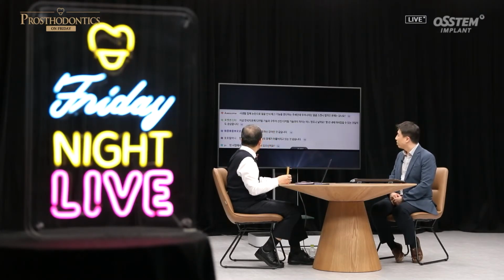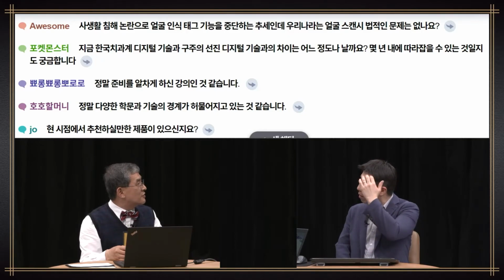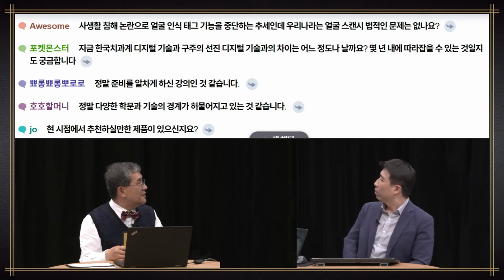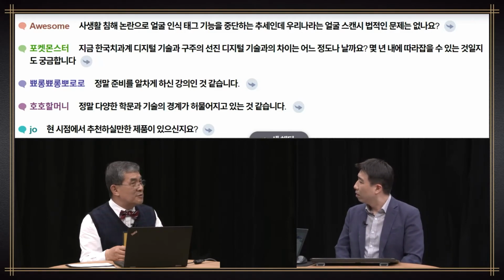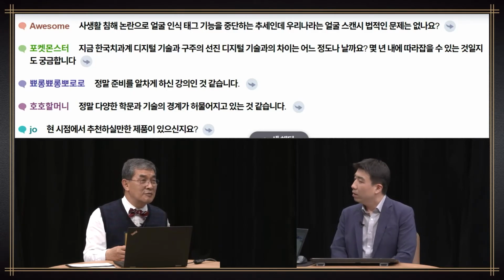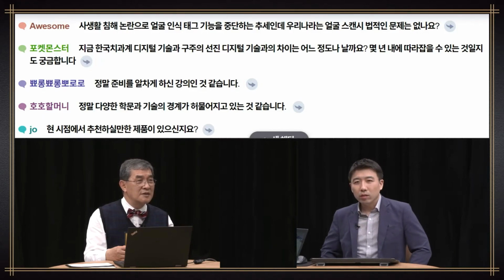ID Pocket Monster: What is the difference in terms of digital technology between the Korean dental field and that of more advanced nations, like the US and Europe? How long will it take for us to catch up? Not just digital dentistry, I think facial scan is also in line with this question. Facial scan compared with other advanced nations, there's a difference with Korea.